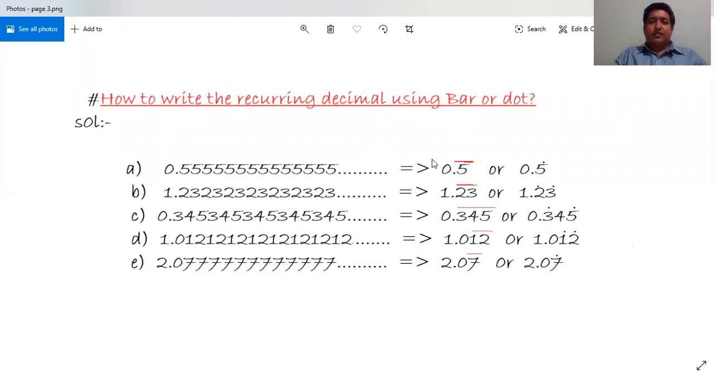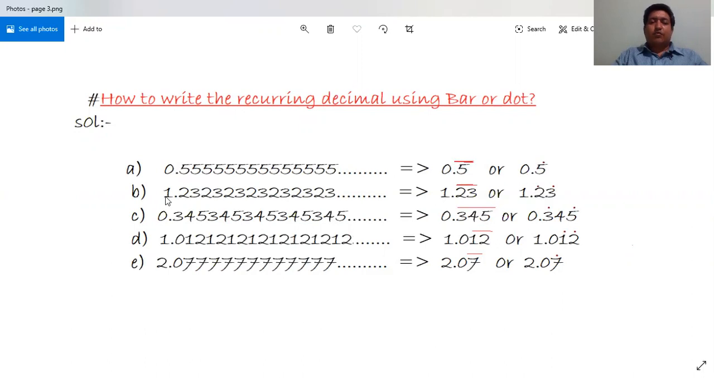So the next thing is how we write the recurring decimal number using a bar or a dot. If you have an example like 0.55555 and so on, writing it all down will take more space and more time. So you write it like 0.5 with a bar over 5, right? Another way is to write 0.5 and put a dot over 5 because this 5 is being repeated. So the bar or the dot over the 5 represents the repetition of this digit 5.